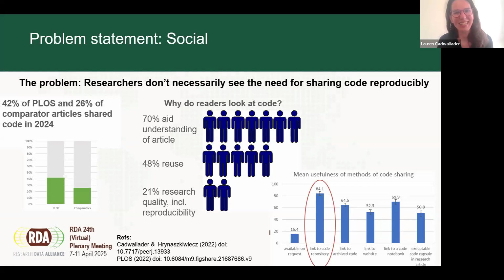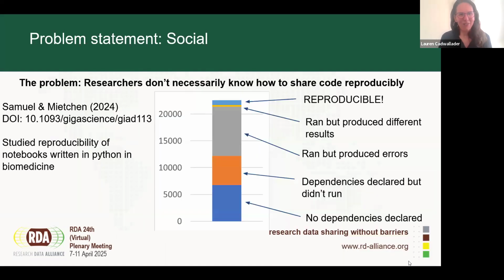And then if you go to the next slide, Limor, there's some research from Samuel Meacham that came out last year in GigaScience, and they actually tried to reproduce just over 22,000 Jupyter notebooks that were written in Python. And they found that tiny fraction, that little blue bar at the top, were actually reproducible. And lots of them weren't, for a variety of reasons. Some didn't have enough documentation to even start trying to reproduce them. Some declared dependencies but wouldn't run. Others gave errors. Others gave different results.